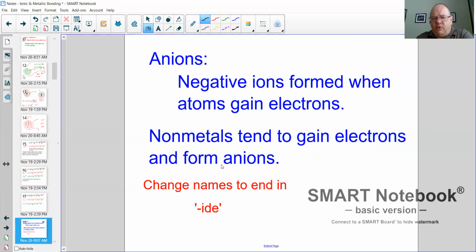Now, the name changes. When an atom forms an anion, we change its name to end in the letters IDE. So think about it. You've heard some of these things. You know that we have the element chlorine, but you've all heard of chloride. Chloride is just the ionic form of chlorine. Fluorine becomes fluoride. Bromine becomes bromide. Iodine becomes iodide. Oxygen becomes oxide. Sulfur becomes sulfide. They change their name.